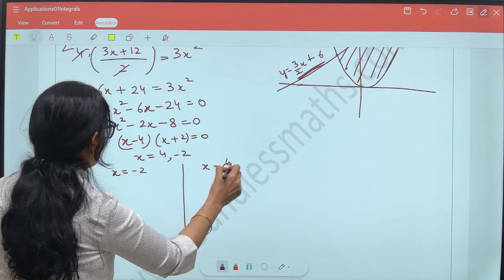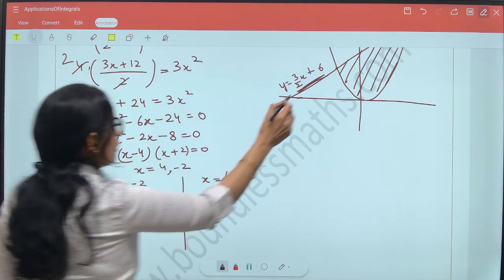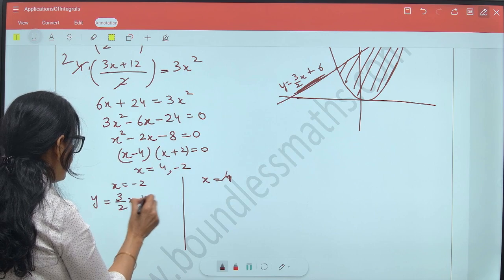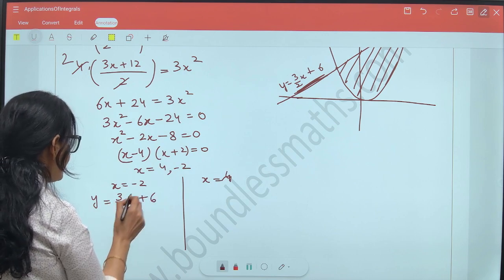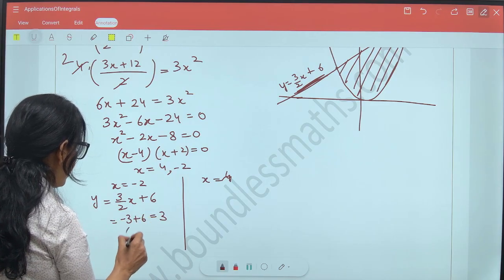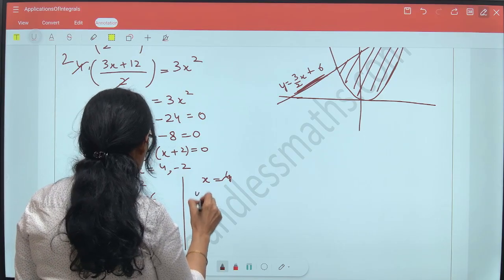What are the values of y? How can we find y? y is 3 by 2 of x plus 6. So y is 3 by 2 of x plus 6. Put x as minus 2, it will become minus 3 plus 6, that makes it 3. So one point of intersection is minus 2, 3, and let's find the second point of intersection.